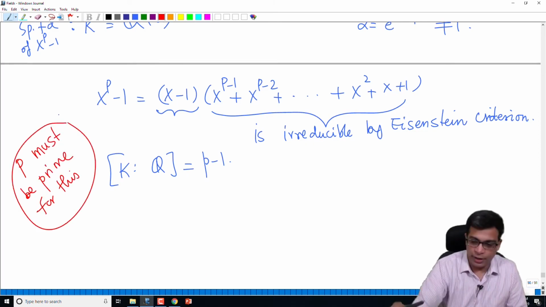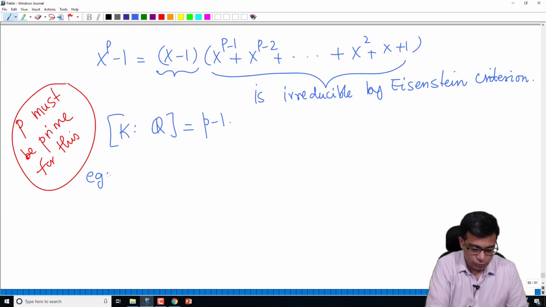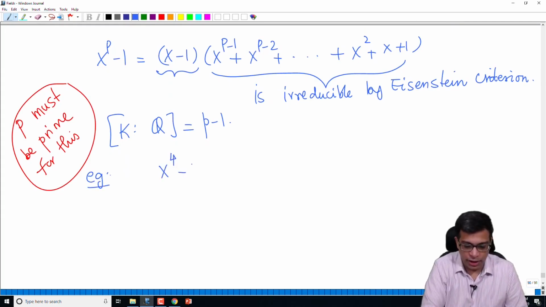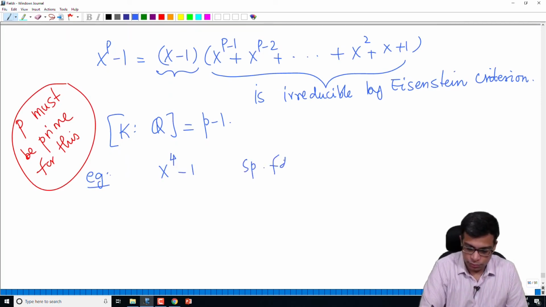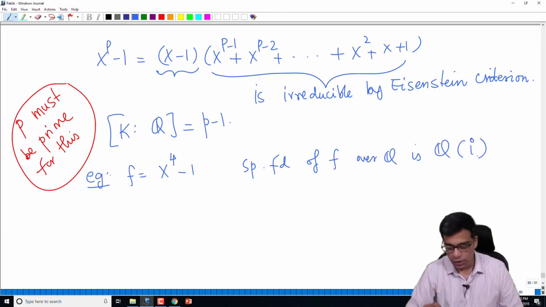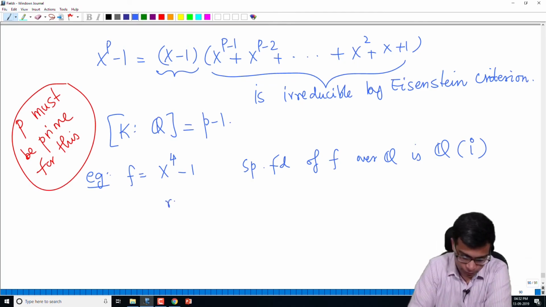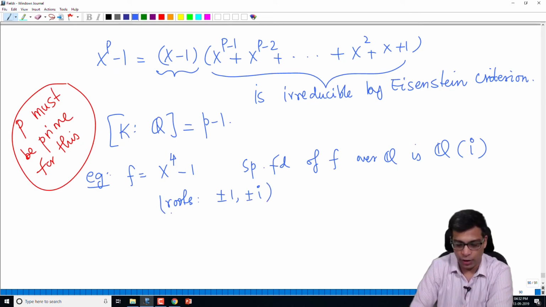So this must be the irreducible polynomial of alpha, and its degree is p minus 1. So the degree of the extension is p minus 1. So if you adjoin the roots of x power p minus 1, p being prime is very important, because this polynomial may not be irreducible if p is not a prime. As an example, what is the splitting field of this? Let's take x power 4 minus 1 over Q. It is actually Q adjoined I, because the roots are plus minus 1, plus minus I. So you adjoin I and you get all the other roots.